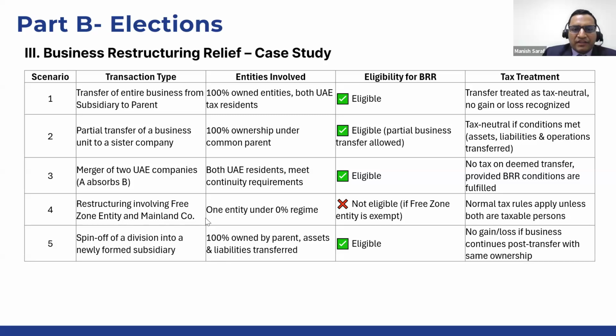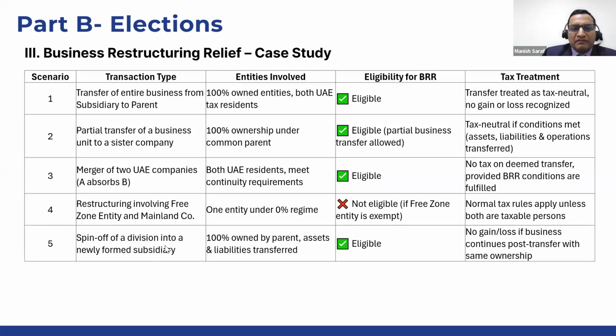Any kind of restructuring where one entity is in the mainland and another entity is in a free zone at 0% will not be benefiting because there are different tax rates. Qualifying free zone, as we have seen in the case of qualifying group transfer, if it is to the free zone entity with 0%, then they don't get the benefit of the restructuring relief.